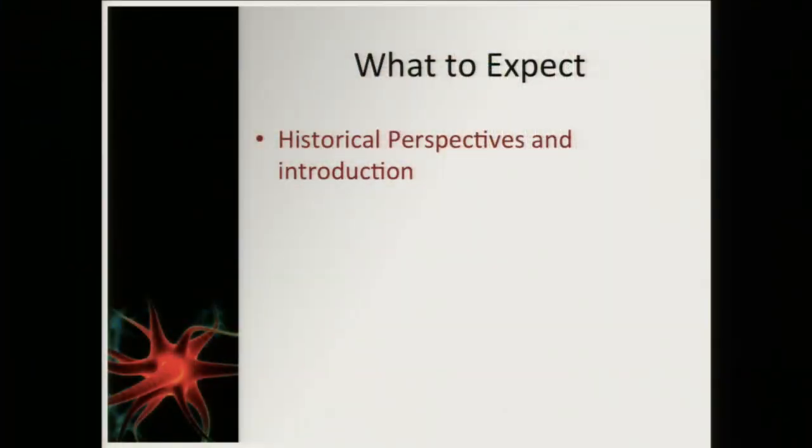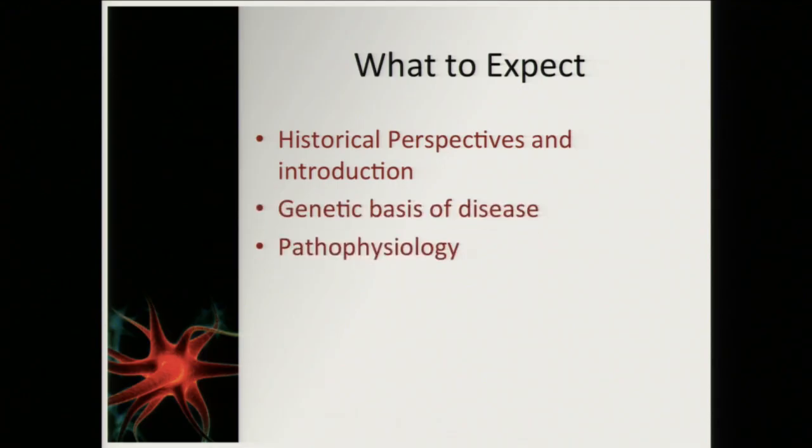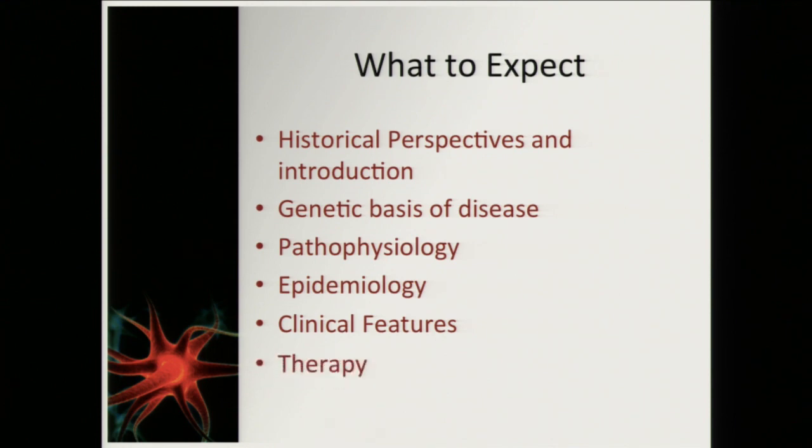So what are you going to expect from this talk? Well, we'll talk a little bit about the historical perspectives, give you an introduction into Huntington's disease, talk about the genetic basis of disease. We'll also talk a little bit about the pathophysiology, but we're going to try and not get too much into that. We'll talk about who gets this disease and where it comes from, what the clinical features are, and finally, we'll talk a little bit about the therapy in different stages of disease.